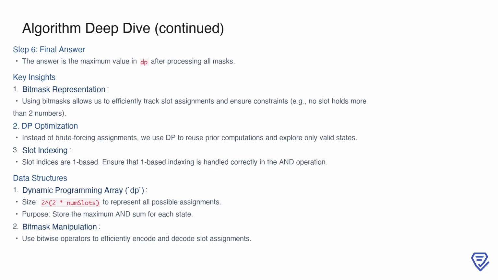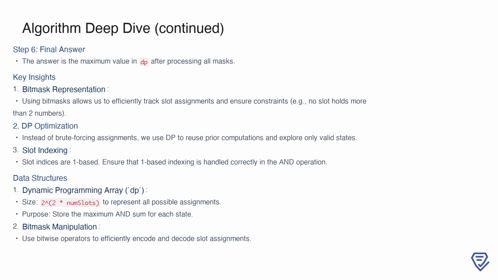There are a few key insights to note. First, the use of bitmask representation is crucial, as it allows us to efficiently track slot assignments and verify constraints, such as ensuring no slot holds more than 2 numbers. Second, dynamic programming provides a way to optimize the solution by reusing prior computations, which is far more efficient than attempting to brute force all possible assignments.